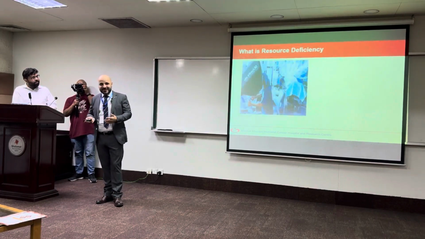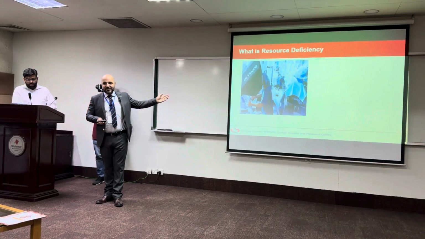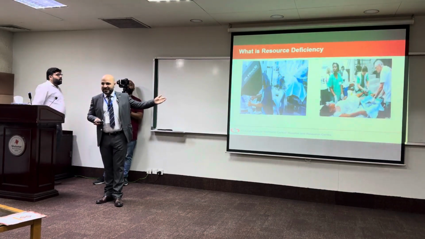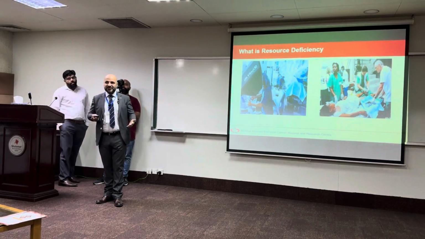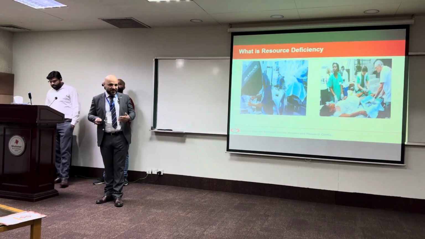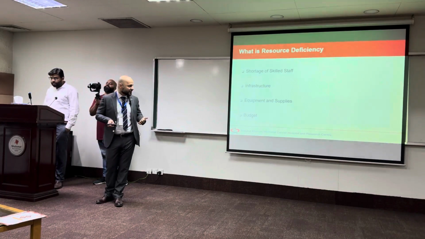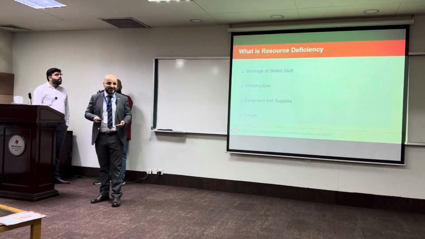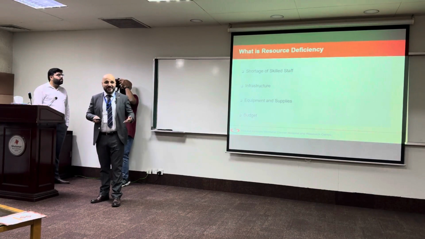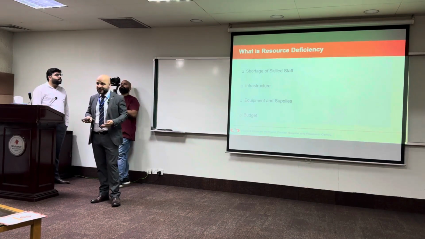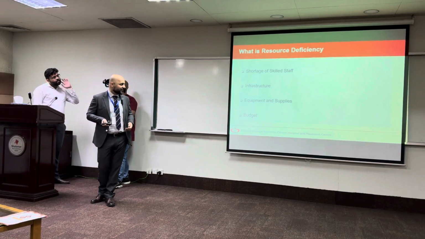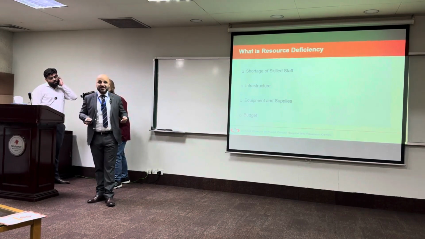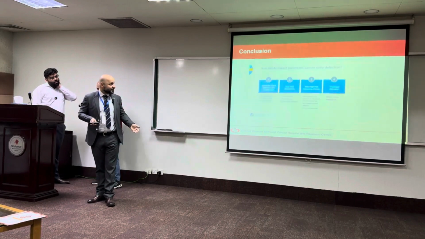And the biggest question then arises, we're going to buy Da Vinci robots when we've got problems like this to sort out. So resource deficiency is a problem, and we have to face that. We've got a shortage of skilled staff, so there are not enough HPB surgeons in every district. So we probably need an HPB surgeon in most district hospitals, if not the tertiary ones at least. There's a problem with infrastructure, there's a problem with equipment supplies, there's a problem with budget.